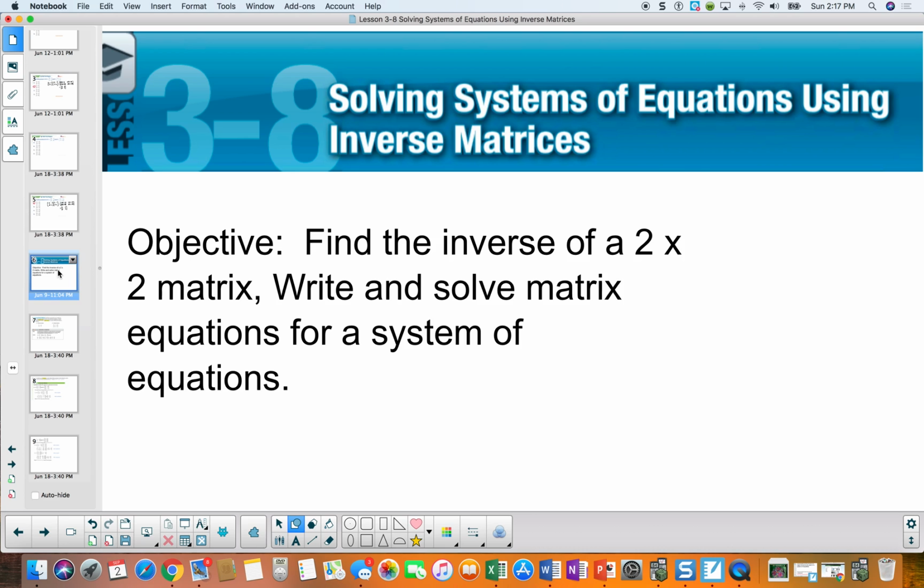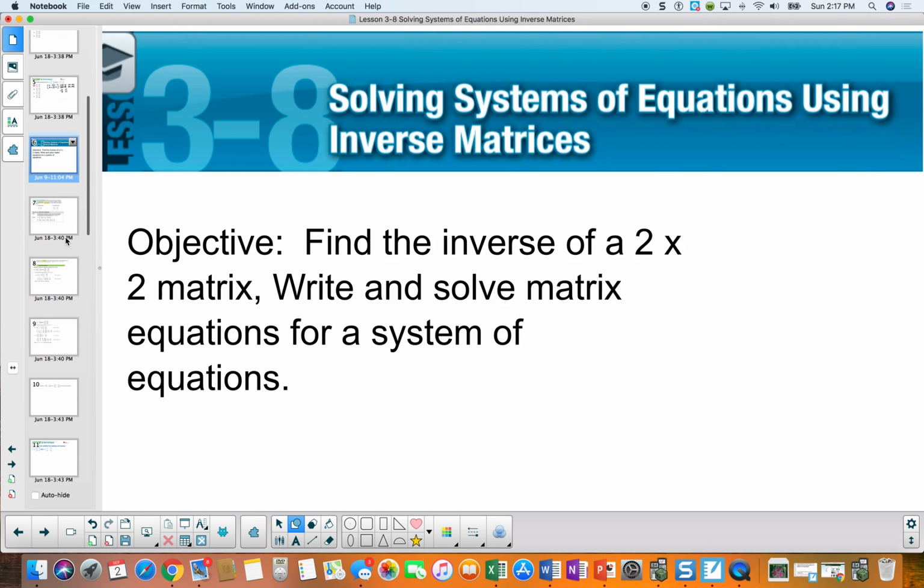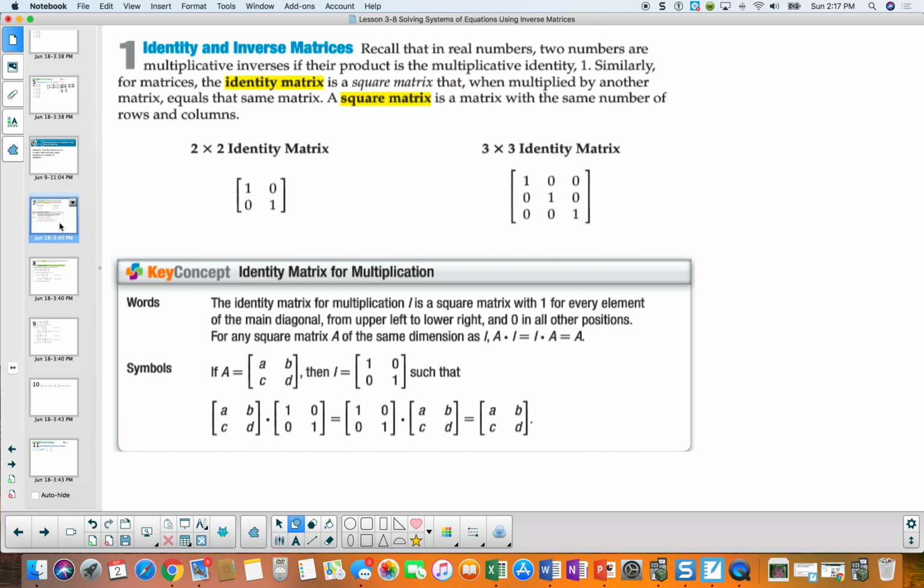Lesson 3-8, solving systems of equations using inverse matrices. Objective: find the inverse of a 2x2 matrix, and write and solve matrix equations for a system of equations. All right, let's take a look at identity and inverse matrices.